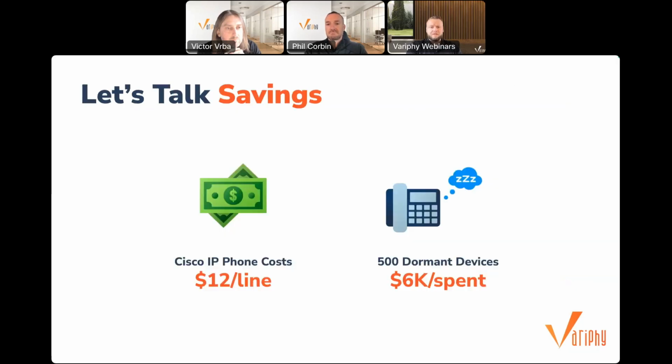So some quick math on this one too. If the yearly cost for hardware and maintenance on a Cisco IP phone is $12 each, and you have something like 500 devices no longer in use, you could be paying upwards of $6,000 a year in unnecessary costs, right? So Vic, I'll kind of put you on the spot here a little bit. How long does it typically take you guys to be able to pull that data and highlight some of these unused devices?